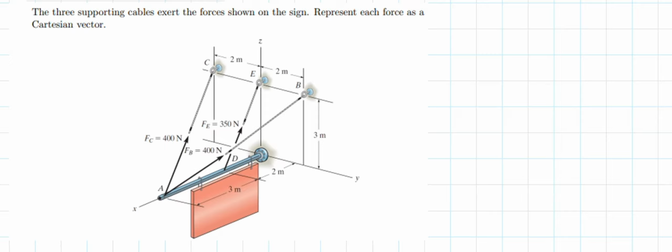This question says that the three supporting cables exert the forces shown on the sign. Represent each force as a Cartesian vector or the vectorial form.